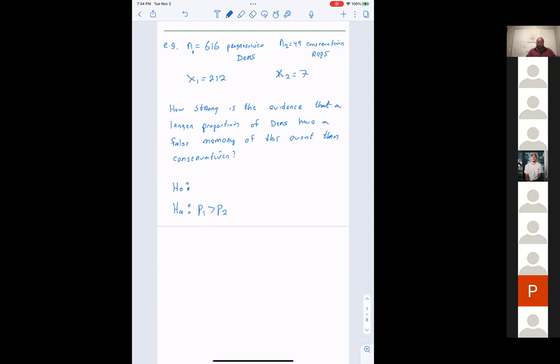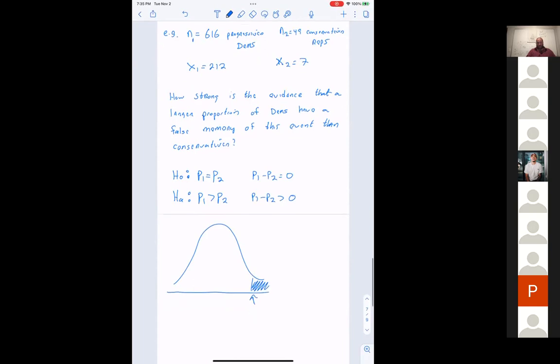Oh, is the null hypothesis P1 is equal to P2? The null hypothesis always gets the equal sign. So the null hypothesis is that the difference is 0, and the alternative is that P1 minus P2 is greater than 0. With me so far? Yes. Which means that we are looking for a value on the right side.